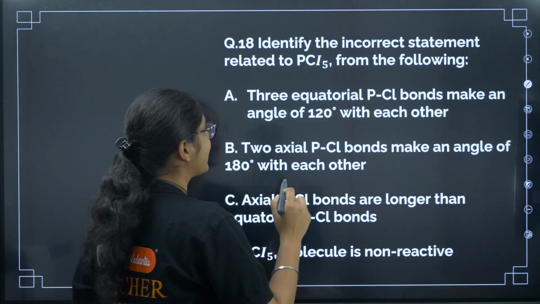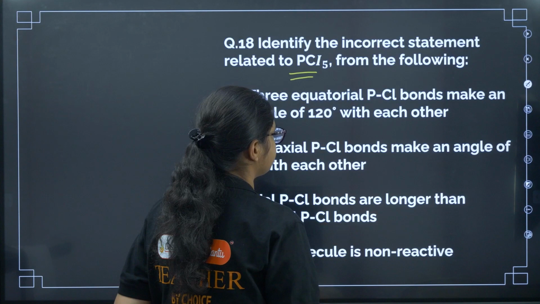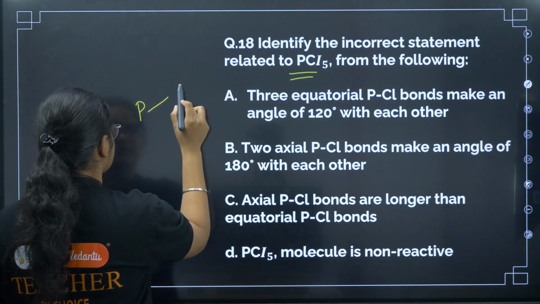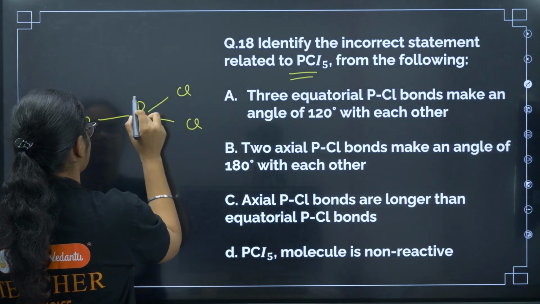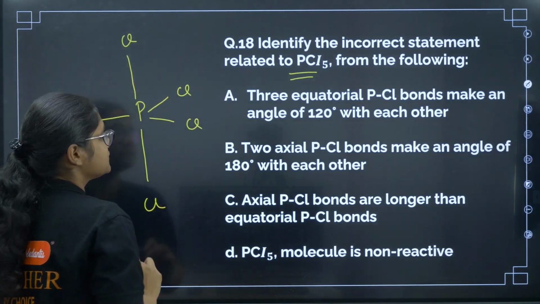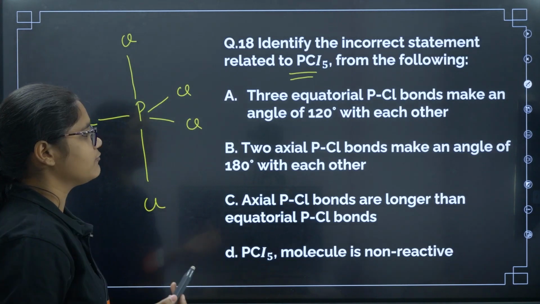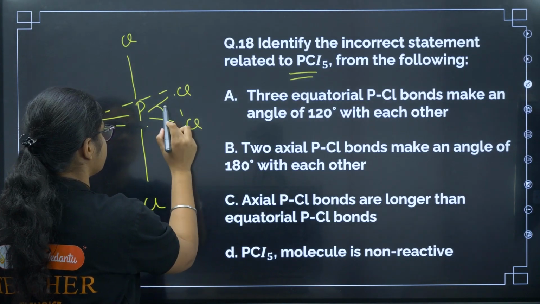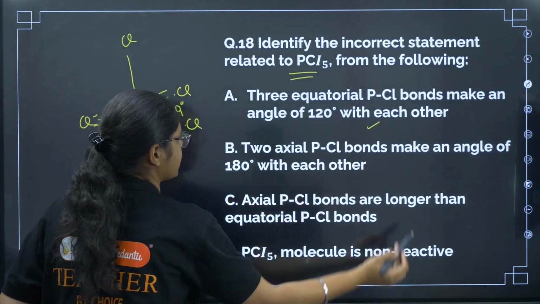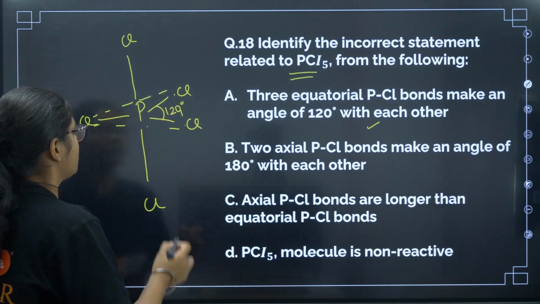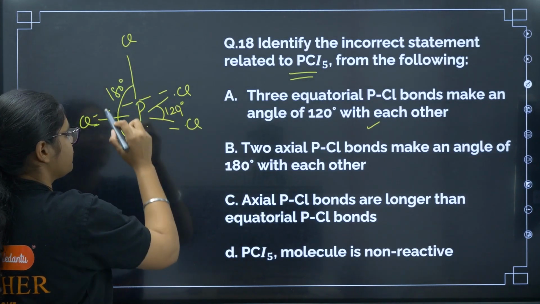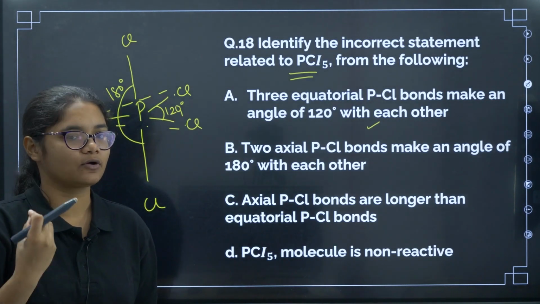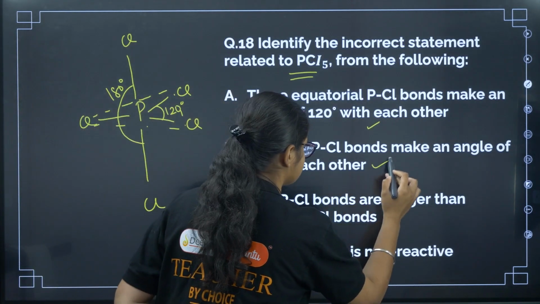Next, identify the incorrect statement related to PCl5 among the following. First let us do the structure of PCl5. This is the structure of PCl5. The equatorial PCl bonds make an angle of 120 degrees with each other. This is a trigonal planar structure, so here the angle is 120 degrees. This statement is correct. Two axial PCl bonds make an angle of 180 degrees with each other. This is also correct. The bonds in the plane are called equatorial bonds and the ones along the axis are called axial bonds.